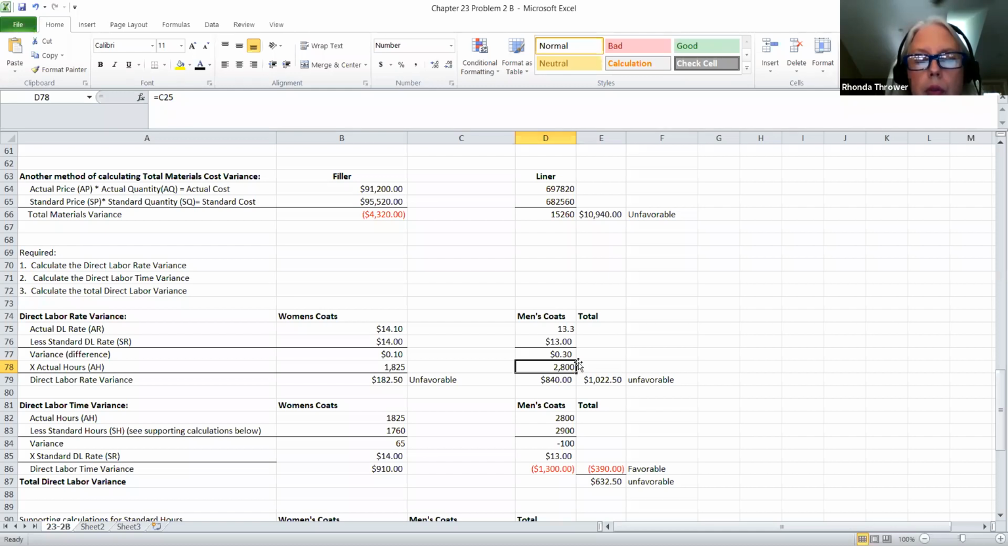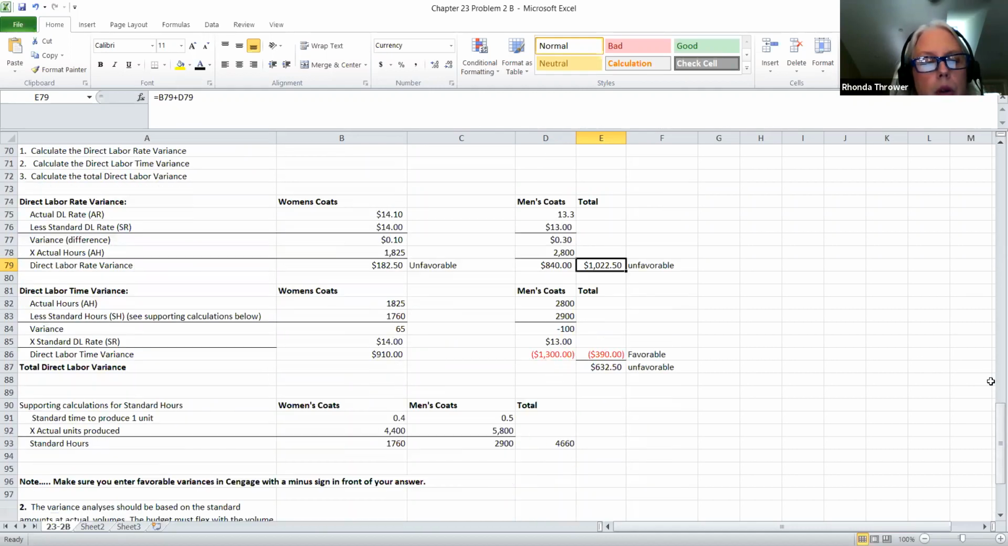2,800 actual hours times the variance amount of 30 cents gives you $840. And this $840 is also unfavorable because our actual was more than our budgeted amount. So two unfavorables together make one whole unfavorable amount of $1,022.50, which is your direct labor rate variance.